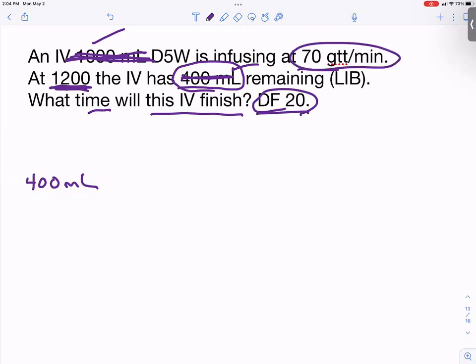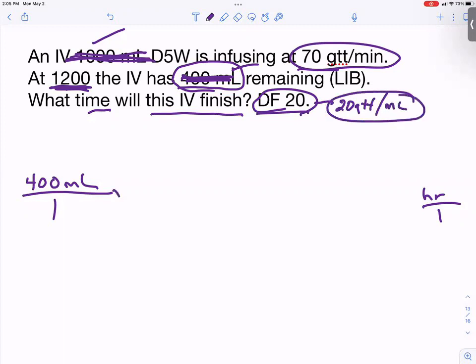All right, I've already used my 400. I walked in, there was only 400 milliliters in that bag. That's my starting point. But I'm solving for time, and time is hour. So I need hour. Okay, so I started with 400 milliliters. How do I get to hour? Well, I look at my problem. What in my problem has milliliters in it? Well, you remember, drop factor 20 means there's 20 drops to make a milliliter. So I'm using that. So 20 drops per mL, and that gets rid of my milliliters.